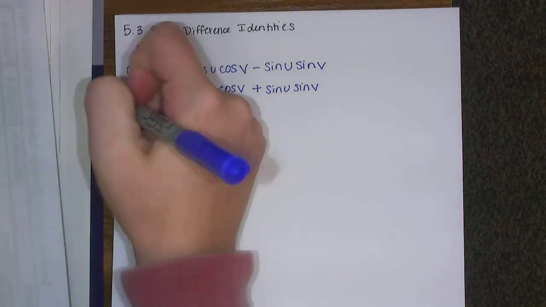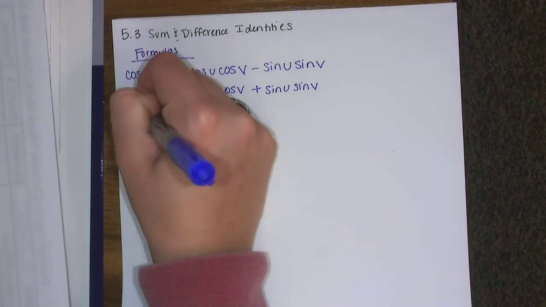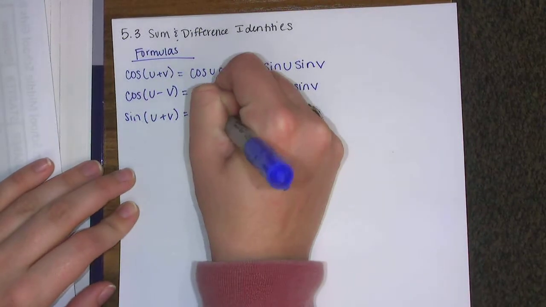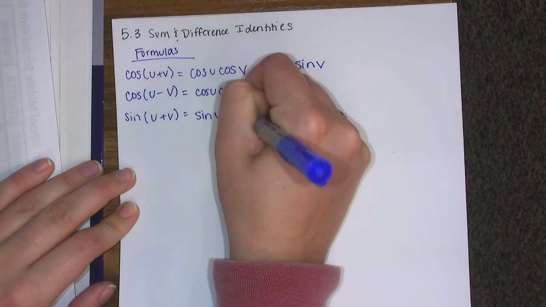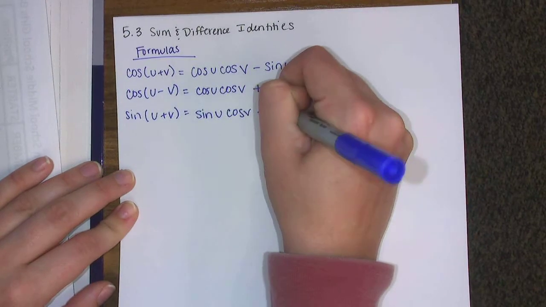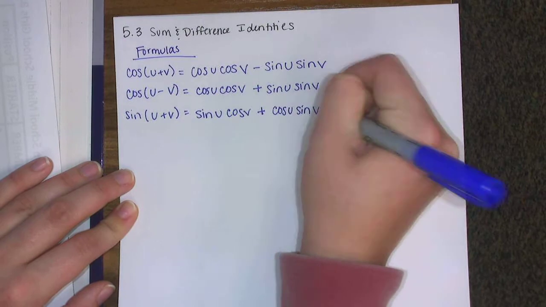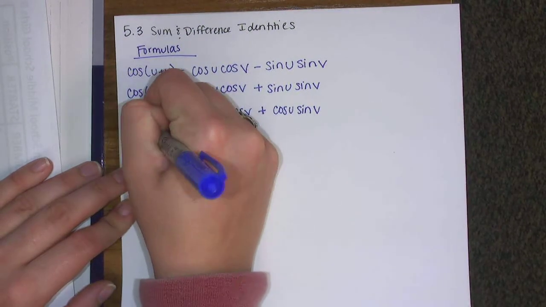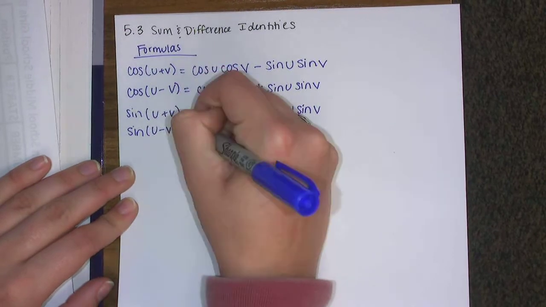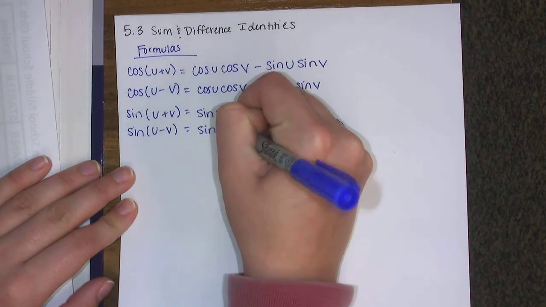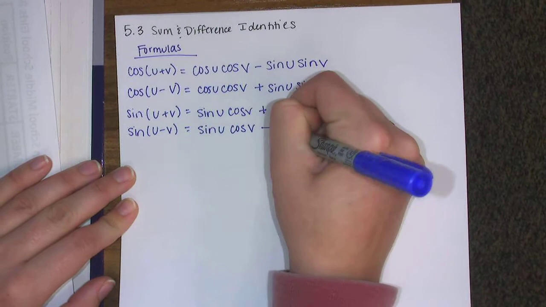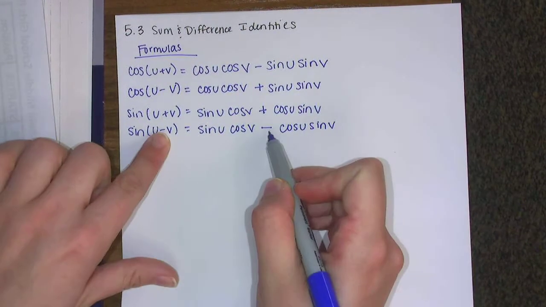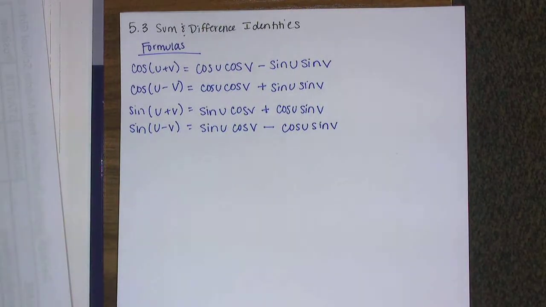Now sine. The sine of u plus v is equal to the sine of u, cosine of v, plus cosine of u, sine of v. And then sine of u minus v is equal to sine of u, cosine of v, minus cosine of u, sine of v. Okay, so notice these have the same sign. Okay, so sine keeps the same sign.